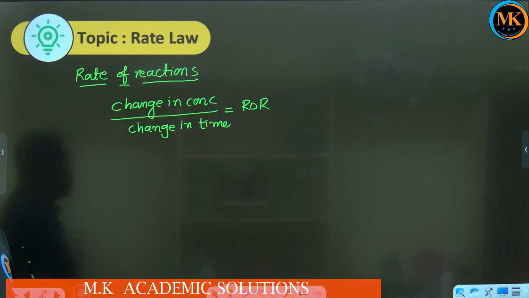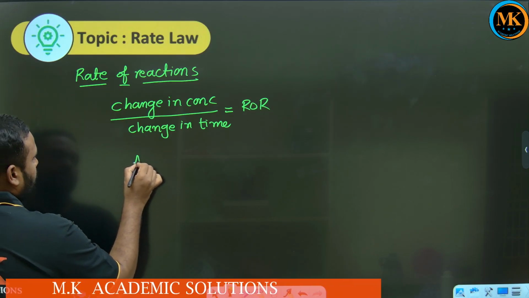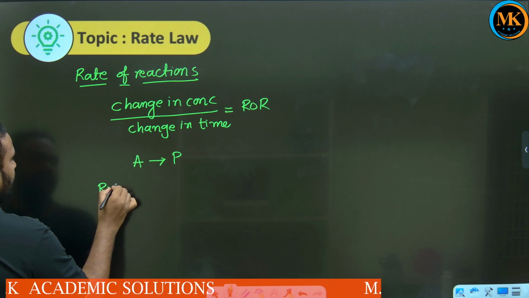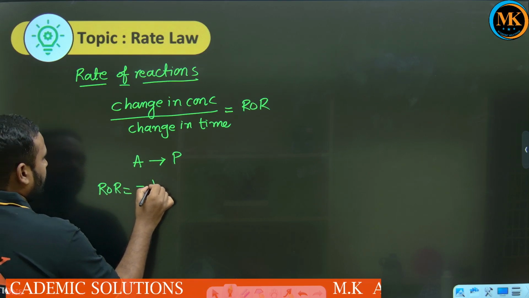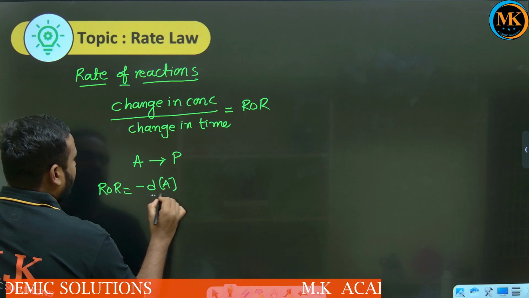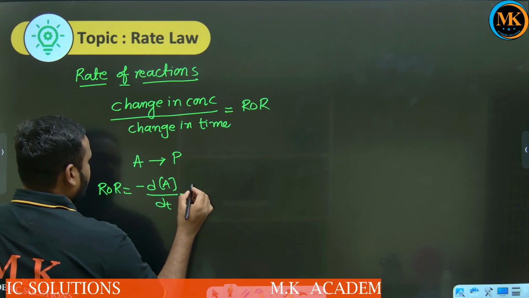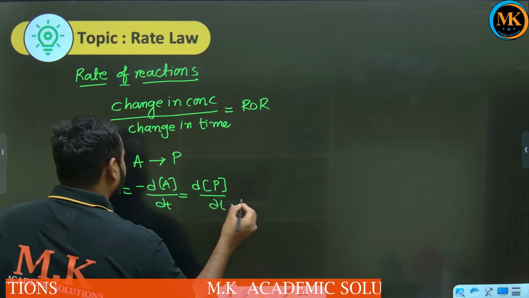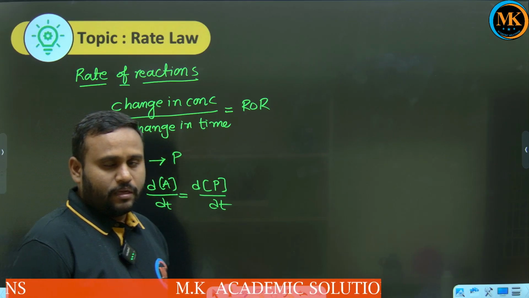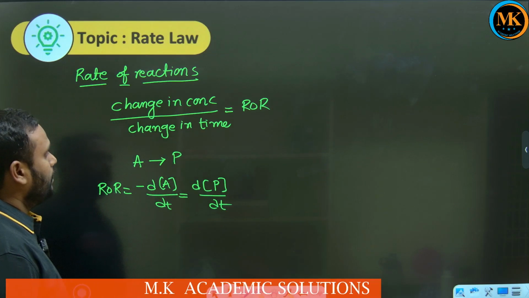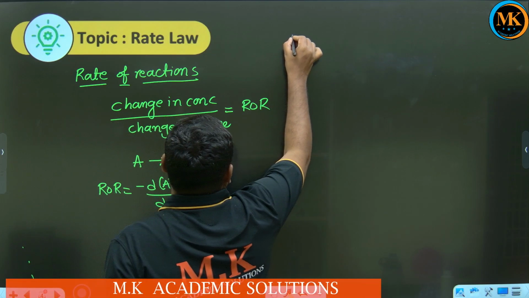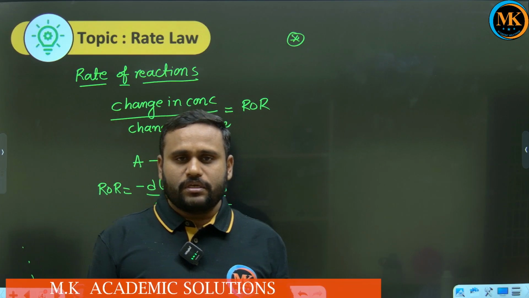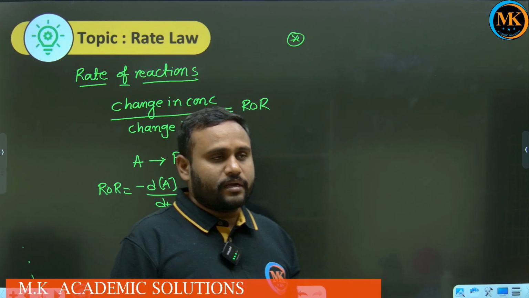For a hypothetical reaction, consider A gives rise to product P. How do we write the rate of reaction? Rate of reaction is minus dA by dt, equal to dP by dt. Now what is the rate law? Rate law gives the relation between rate of reaction and concentration of reactants.